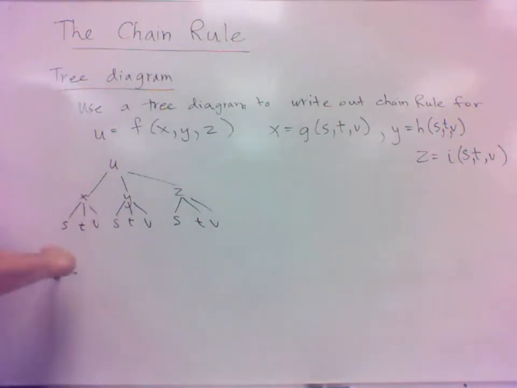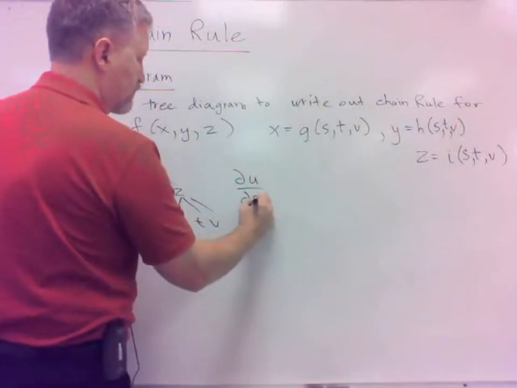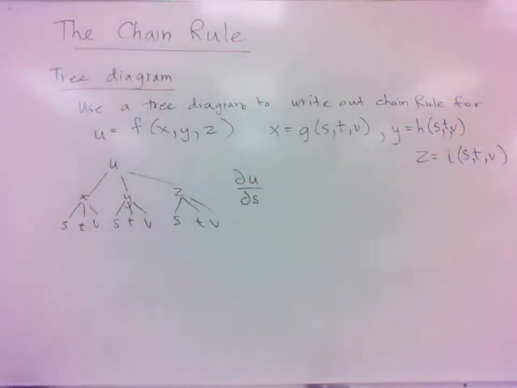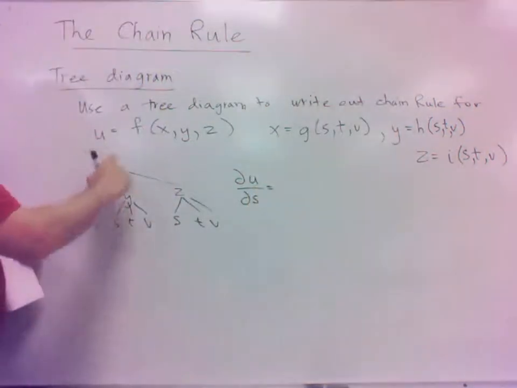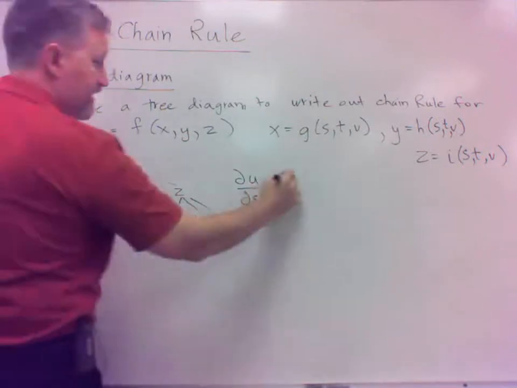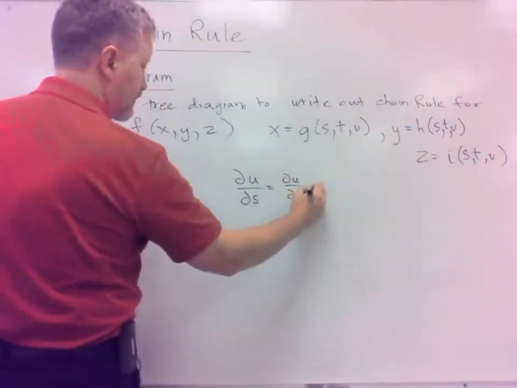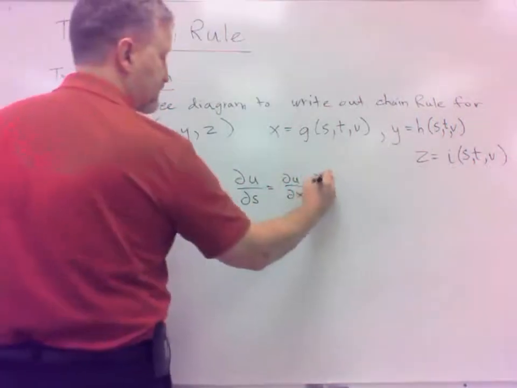So, what derivatives make sense here? The partial of u with respect to s would be one of the derivatives for the chain rule here. So what would it be? Well, we've got three paths from s to u, don't we? And so we do the partial of u with respect to x times the partial of x with respect to s.